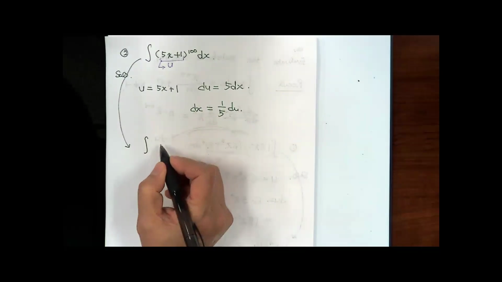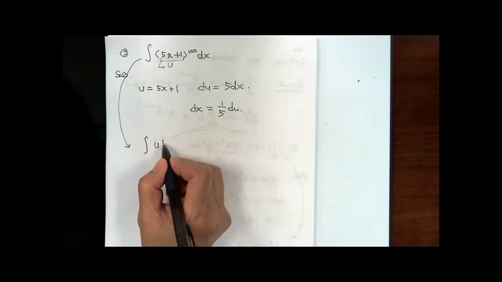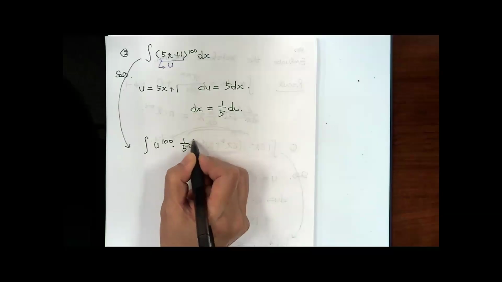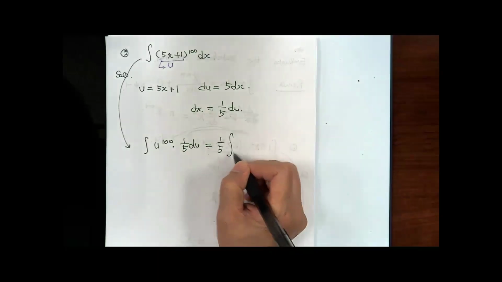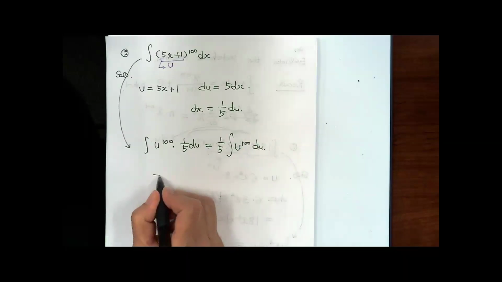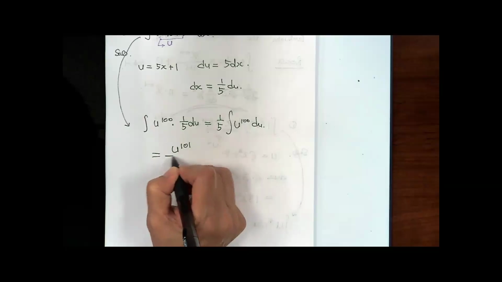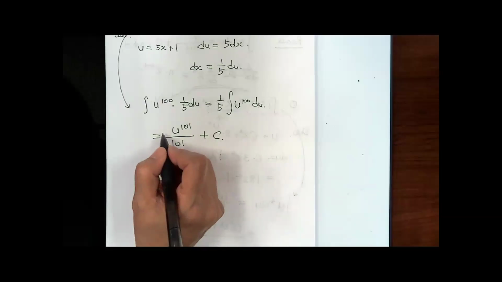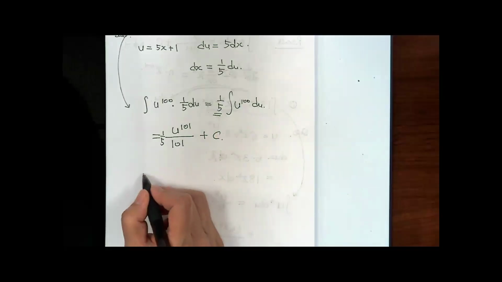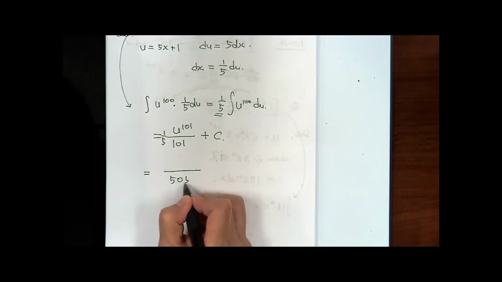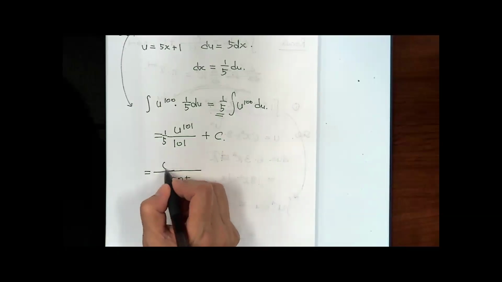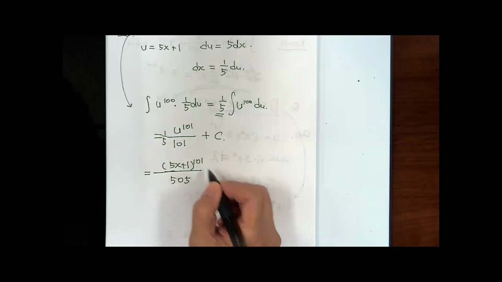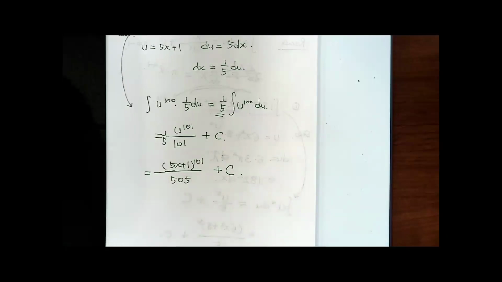Let's rewrite the given integration by using the u variable. Then that becomes the integral of u to the 100th power times 1 over 5 du. So that is 1 over 5 times the integral of u to the 100th power du. So that is u to the 101st power over 101 plus c. And we have 1 over 5 from here. So we end up getting 505 in the denominator, and the numerator is 5x plus 1 to the 101st power, plus c. It's important to write the original variable when you conclude the problem.